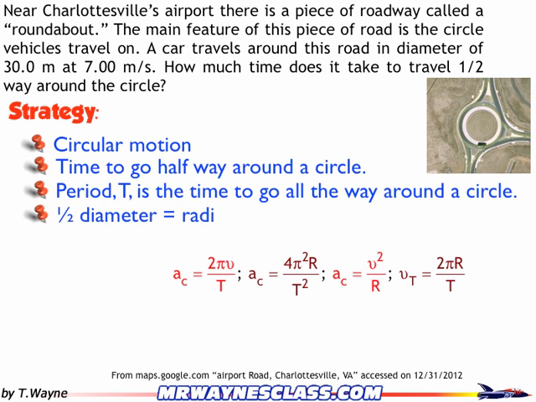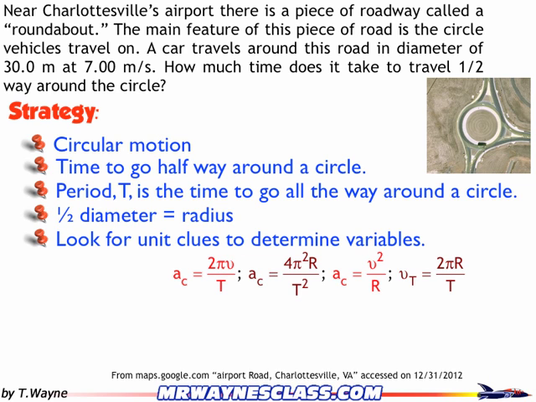And the other thing that's up here is that, remember that half the diameter is equal to the radius. So they've given me the diameter in the problem, and I can find the radius. That's going to help me since all my formulas deal with the radius. So now what I'm going to do is look for unit clues to help me determine the variables. So here are the givens.